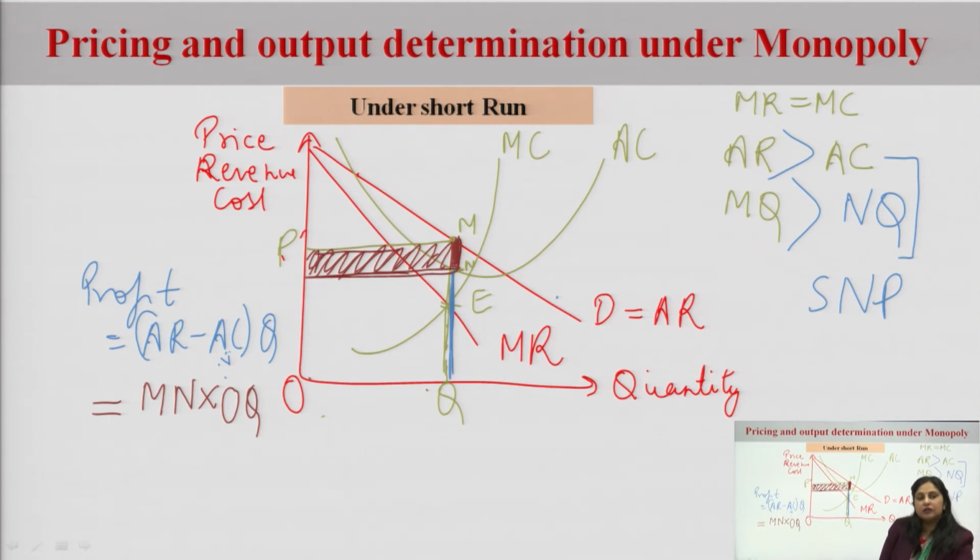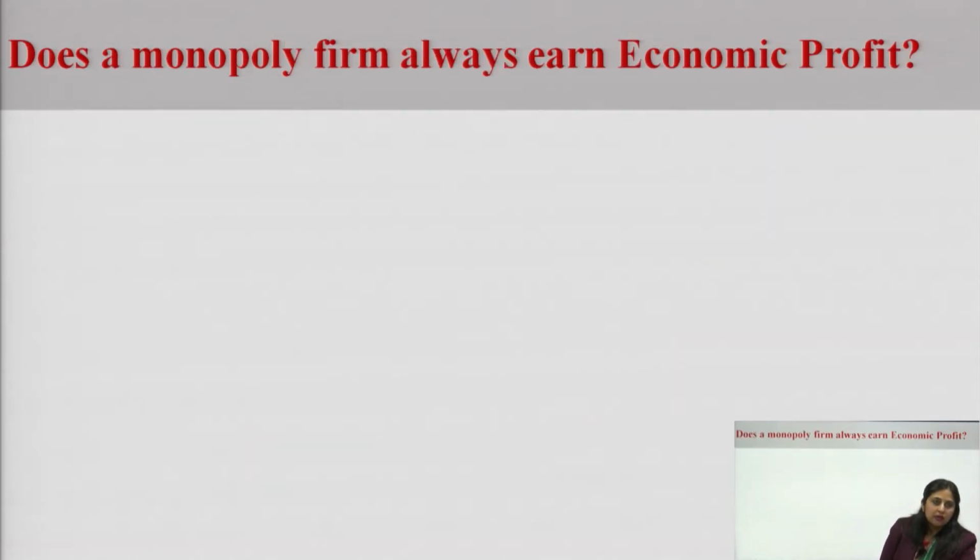Now, the question is, does the seller have supernormal profit in every situation? Is a monopolist having only profits? No, it depends on his cost and the revenue structure. So, let us discuss that. As I have said, it depends on his cost. If his average cost is higher than the average revenue, he will be having losses. If average cost is equal to average revenue, there will be only normal profits.